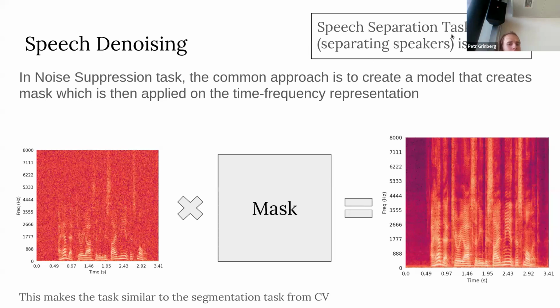The speech separation task, which is about separating speakers, so when two speakers or many speakers speak at the same time, can be solved in a similar manner. So you have a spectrogram with two speakers, for example, and you apply a mask on this spectrogram to get speech only from the first person in your audio.